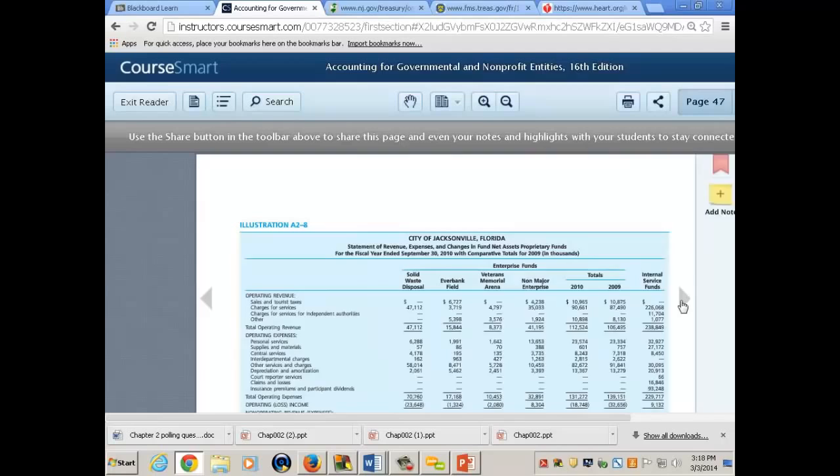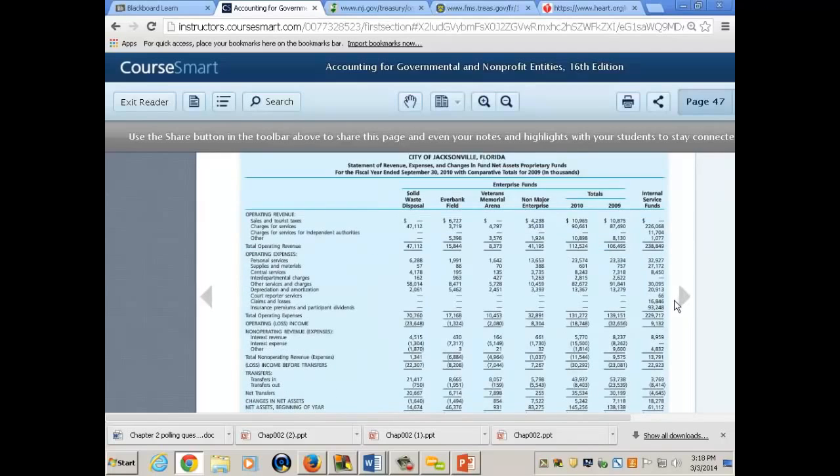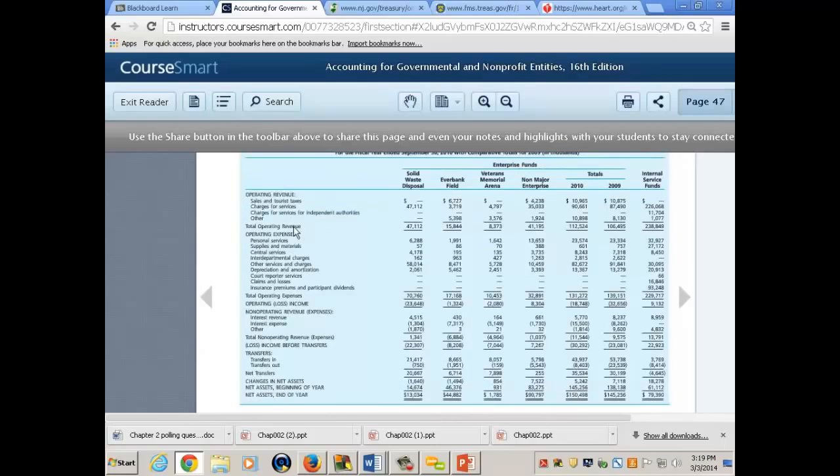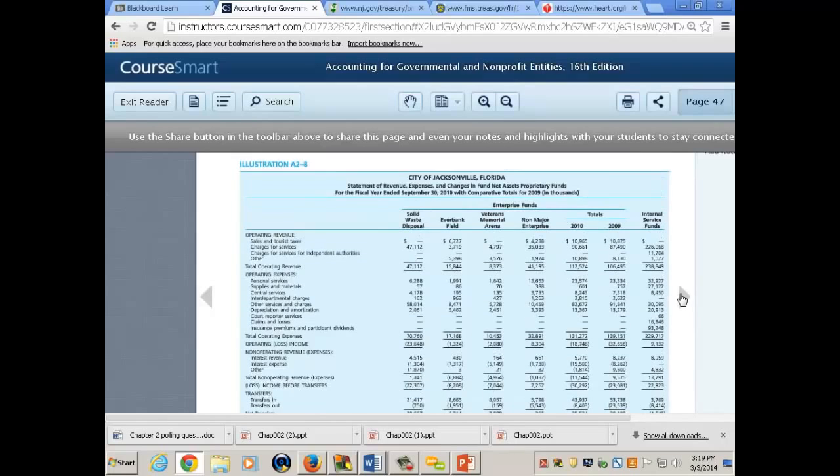okay, here we go, is the operating statement, the income statement. We don't call it income statement, we call it statement of revenue, expenses, and changes in fund net assets. Notice the use of the word expenses, not expenditures. Expenses. Why? Because it's on an accrual basis, right? Again, the same story. There is a format, nothing, no rocket science here.